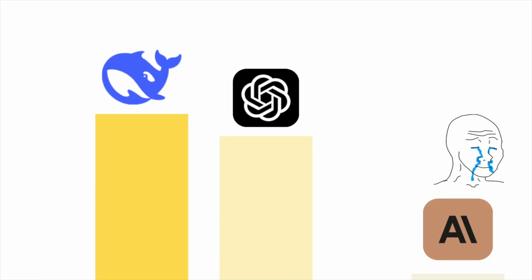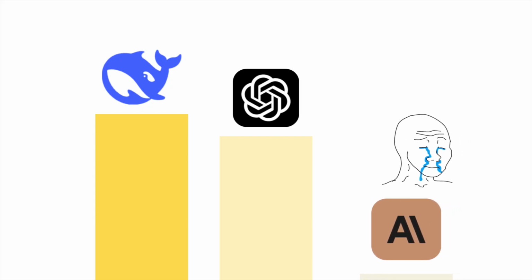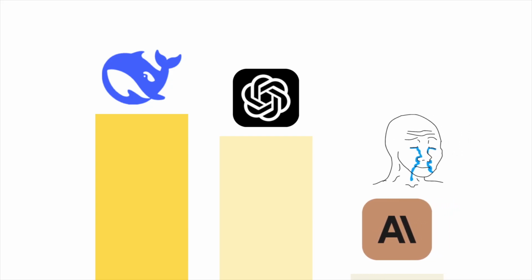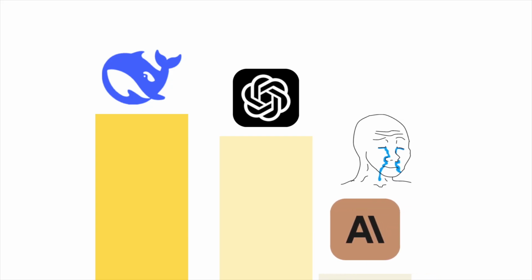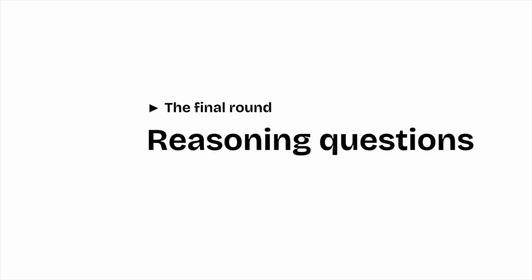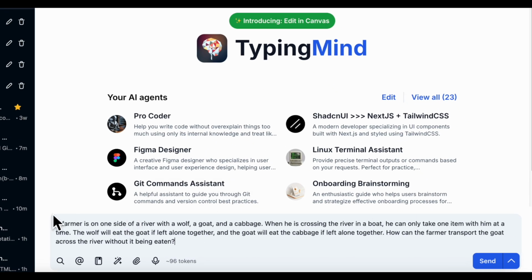So far, Claude 3.5 Sonnet seems to be lagging behind in performance, without getting any answers correct. DeepSeek R1 is a bit better than GPT-01 overall, though both have their strengths. All right, let's move to the final round, the reasoning question. This one is a classic river crossing puzzle. Pretty easy, I'd say. A farmer is on one side. I'll give you 5 seconds to solve it yourself.